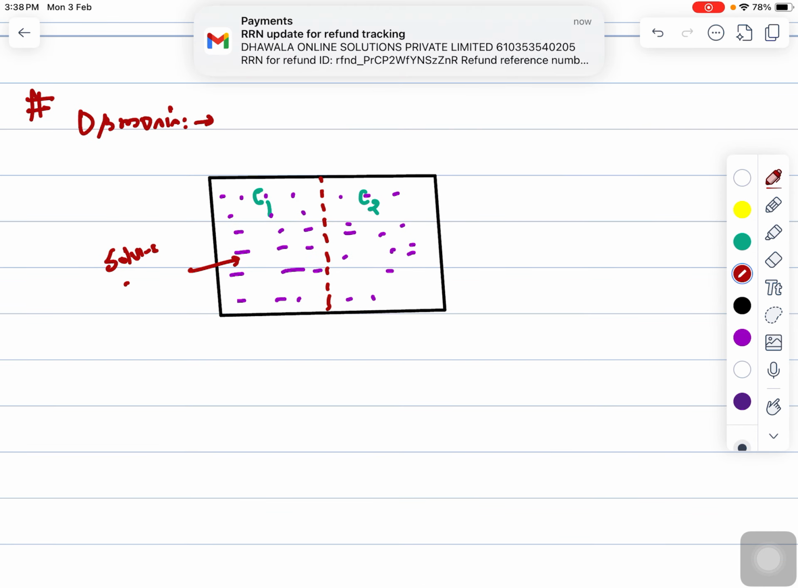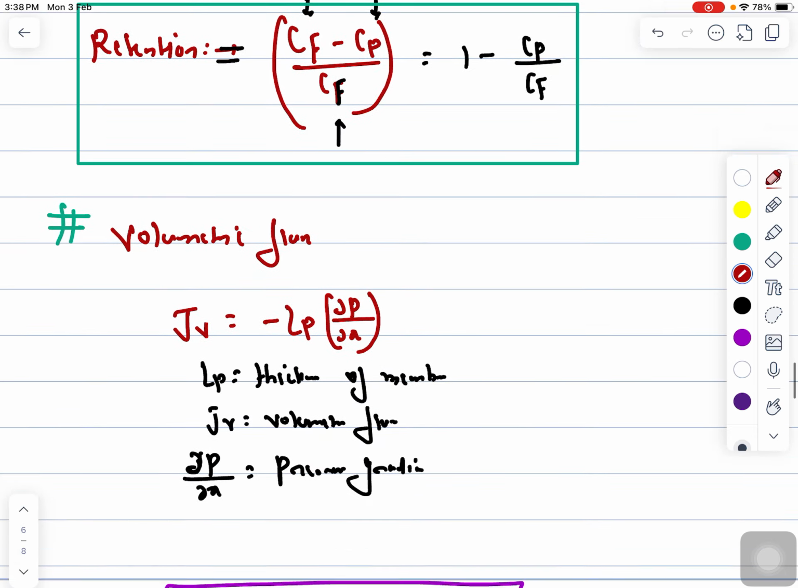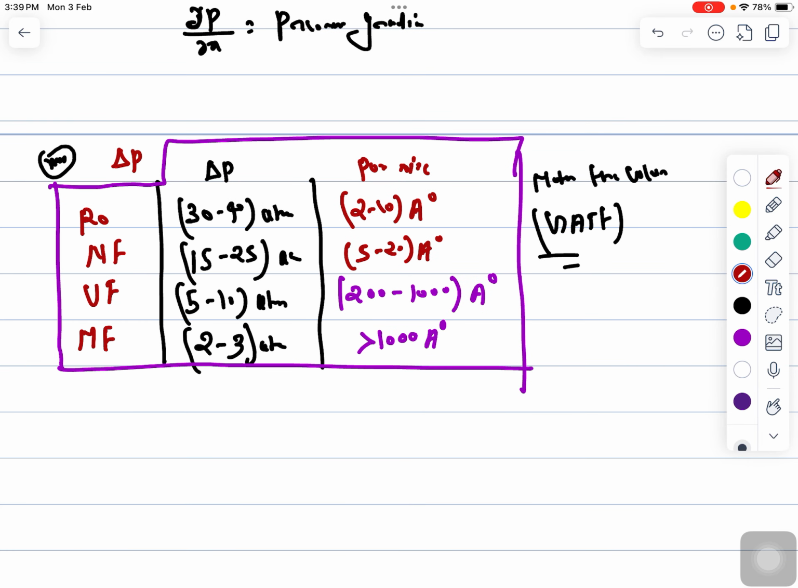In the previous lecture, I have already discussed membrane separation, and there I discussed reverse osmosis, nanofiltration, ultrafiltration, and macrofiltration. You can see here that I have made a table, and this table defines all of these membrane separation processes based on the pore size and pressure drop required. The pressure drop in reverse osmosis was highest compared to nanofiltration, ultrafiltration, and macrofiltration, and the pore size was lowest in RO and highest in macrofiltration, right?